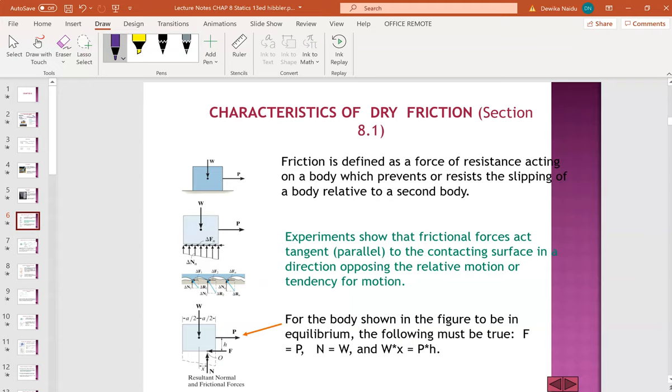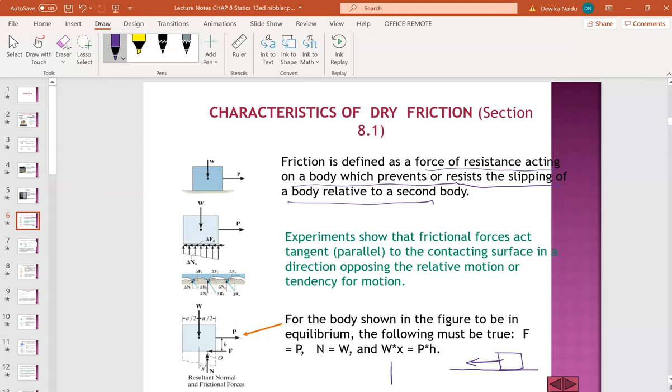Friction is defined as the force of resistance acting on a body which prevents the slipping of a body on a second body. What is slipping? If you're in front of me in the classroom, it's easy. Slipping means like this, slip, slip.